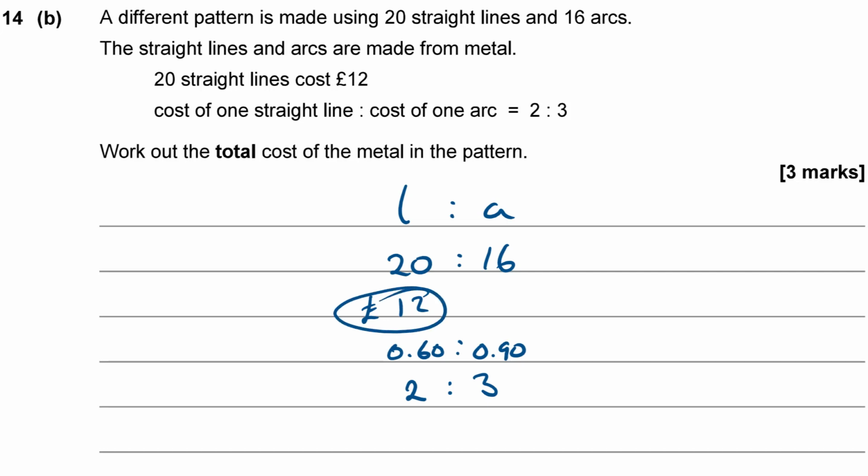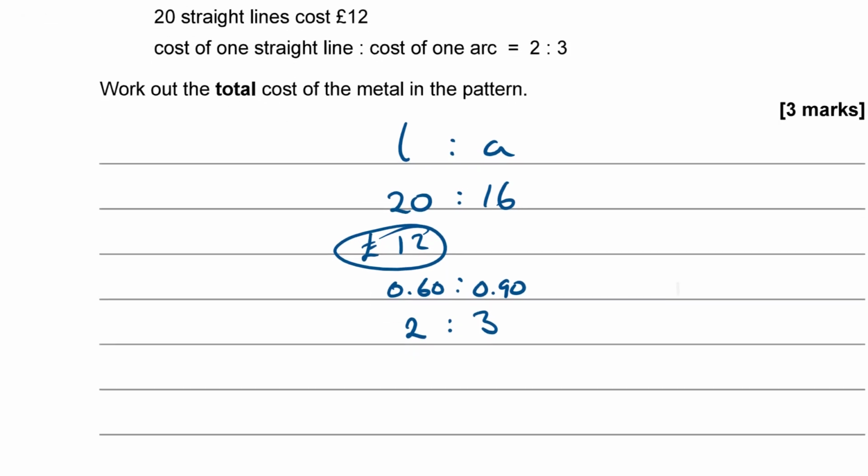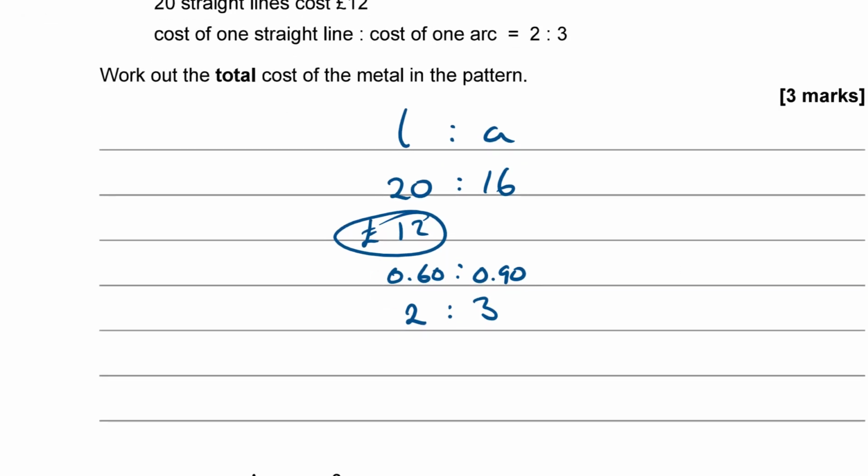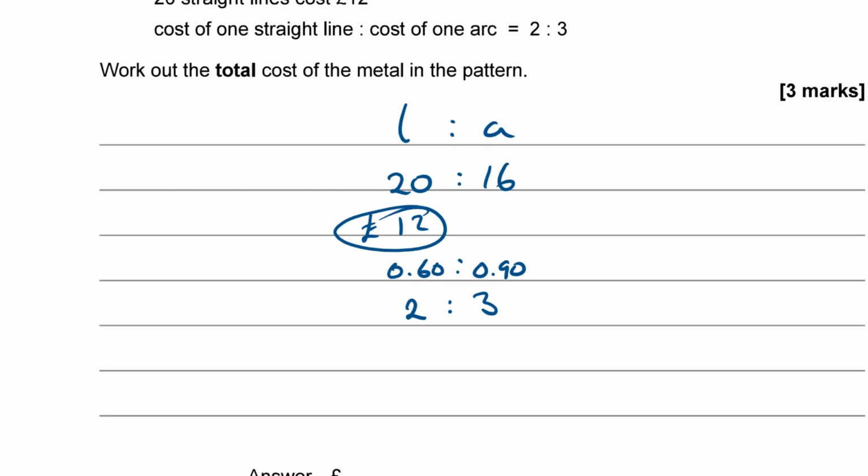Well, we know all 20 cost £12, so now we need to know the cost of the 16 arcs if each arc is worth 90 pence. So what is 16 times 0.9? Well, a tenth of 16 is 1.6, and 16 take away 1.6 is 14.4. So they are going to cost £14.40 then, isn't it?